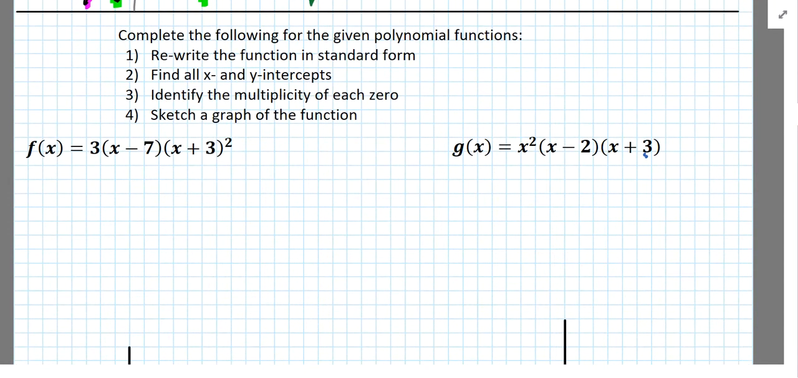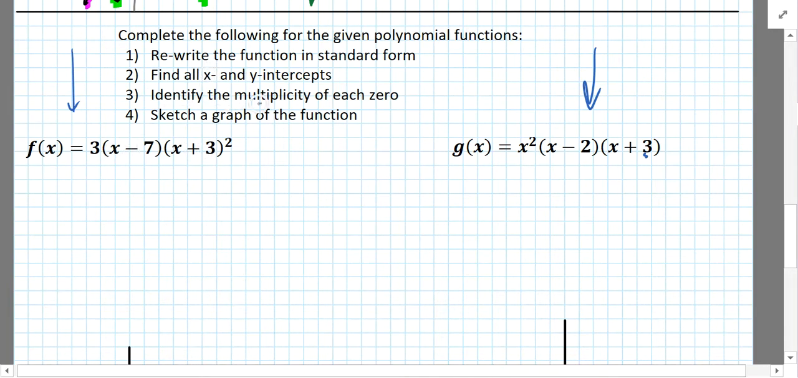To finish this video, I would like for you to complete these two examples. In each case, I'd like for you to rewrite the function in standard form. That means to expand and multiply and distribute. You should be able to find all x-intercepts and y-intercepts. The y-intercept is your constant of the polynomial, and your x-intercepts are the zeros. You can find those in factored form.